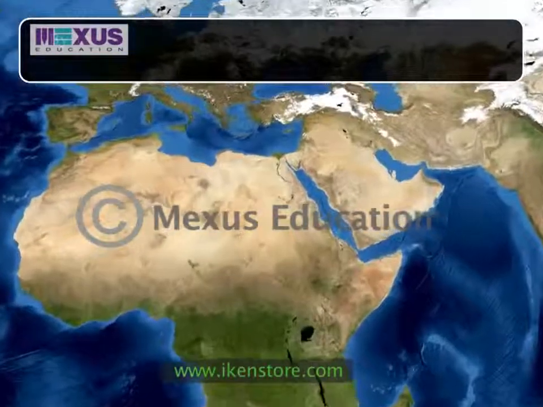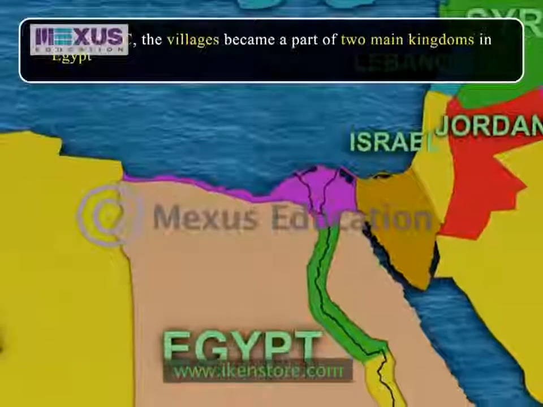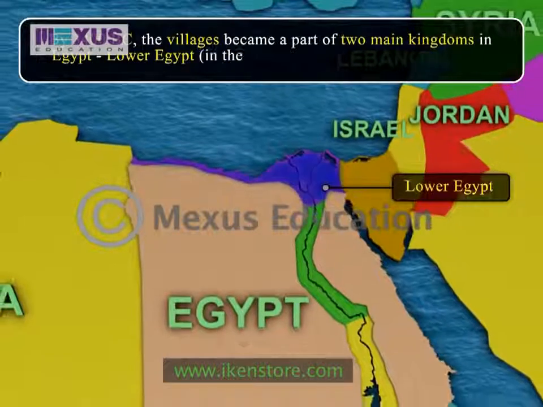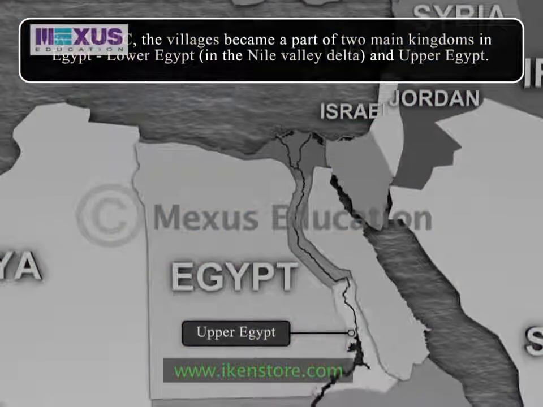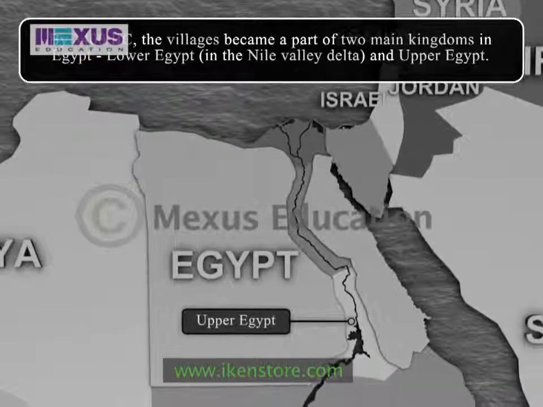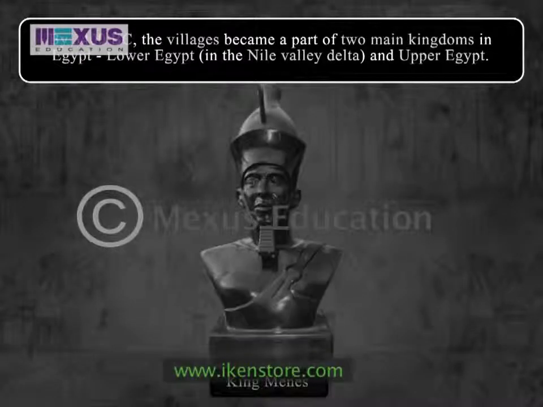By 3400 BC, the villages became a part of 2 main kingdoms in Egypt: Lower Egypt in the Nile Valley Delta and Upper Egypt. These 2 kingdoms were united in 3100 BC when King Menes of Upper Egypt conquered Lower Egypt and founded the national capital of Memphis.